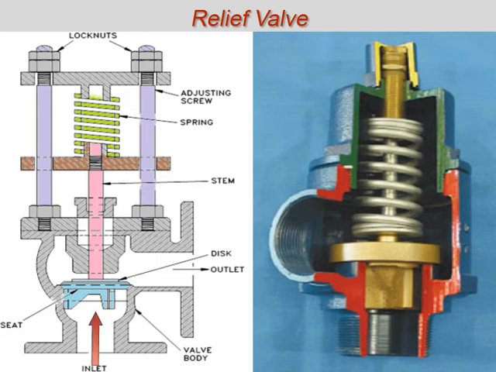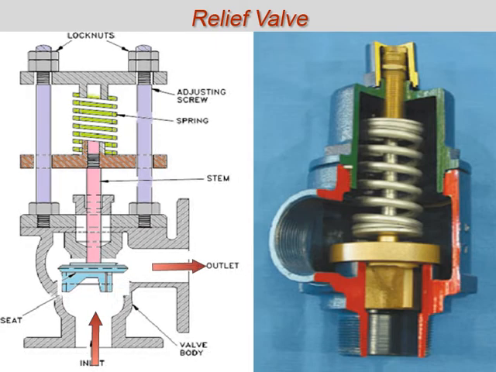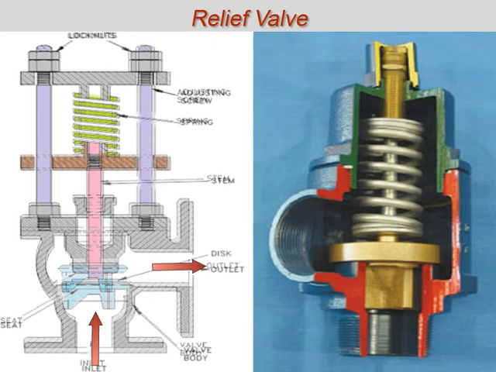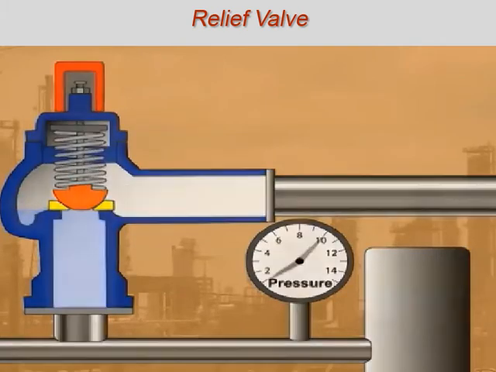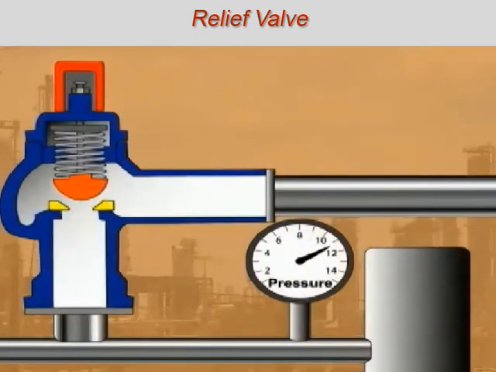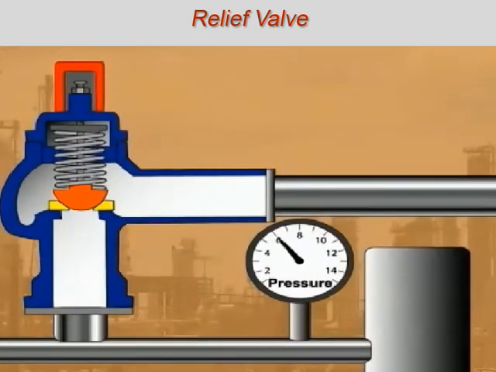If system pressure overcomes the pressure of the spring acting on the stem and disc, the disc will lift off the seat, allowing flow through the valve and out of the system. When system pressure is below the set point, the relief valve is closed. If system pressure increases above the set point pressure of the relief valve, the valve will open to allow flow and reduce system pressure. The higher the system pressure is above the set point, the more the valve will open.